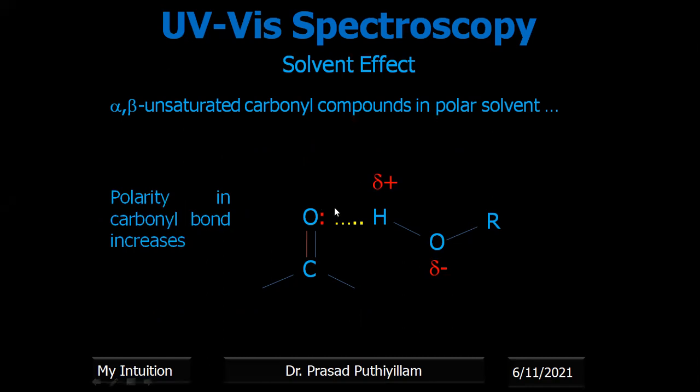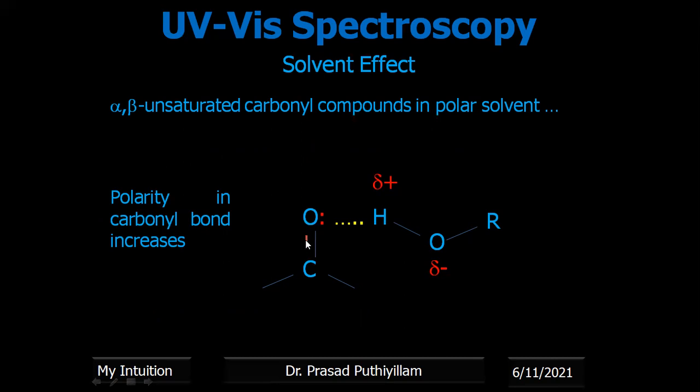Now about the pi to pi star transition. Because of this hydrogen bond, it will support the polarity. Polarity means charge separation between carbon and oxygen in the carbonyl group. The polarity between carbon and oxygen in the carbonyl group increases. That means charge separation increases, and these electrons become more fragile, more free to move, because the bond strength is disturbed by the presence of this hydrogen bonding.